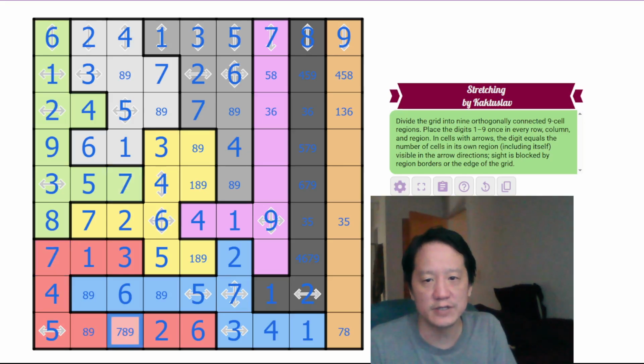7 obviously eliminates 7 here. 9 eliminates 9 here, so that's 8, which means this can't be 8. This can't be 8. 1 eliminates 1 here, so it's 9, which makes this 1. No 7 or 9 here.